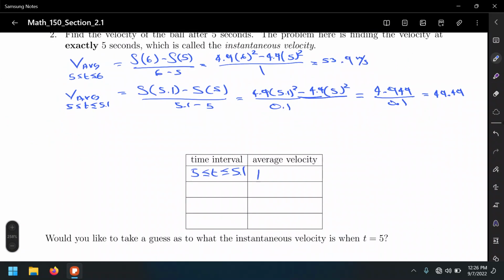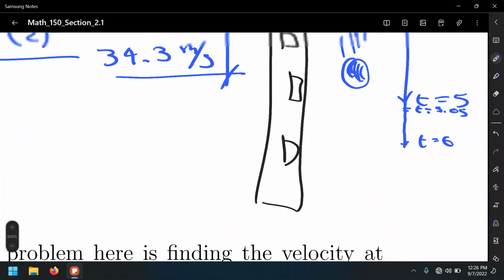Okay, so that's 49.49, and then between 5, I will just give you the results. I have them here. But what I want you to see is the picture here. 5.05. If we did the calculation, we should get 49.049. But can we get closer to that value? Of course, we can do that.